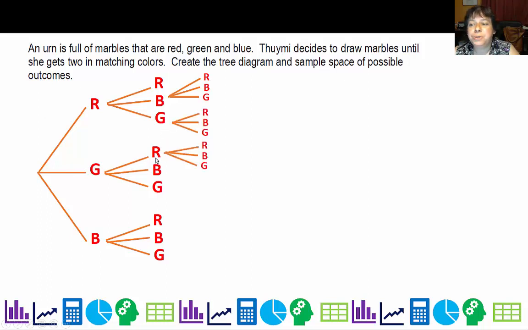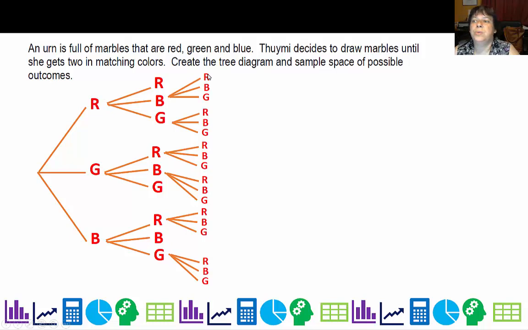Green and red, there's no dupes, so I'm going to draw. Green and blue, no dupes, so I'm going to draw. I'm not going to worry about green and green. She's already stopped here. Blue and red, no dupes. Blue and blue, she's already got dupes, so we're not going to draw here. But if she did blue then green, we're going to draw again. Okay, she's still going to draw again, even after some of these outcomes.